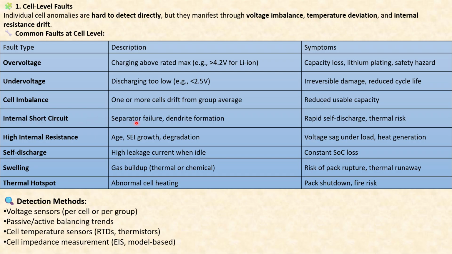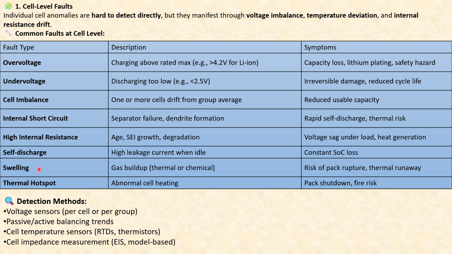What is this internal short circuit? It means separator failure, dendrite formation. Now coming to the symptoms: rapid self-discharge, thermal risk. Then high internal resistance, which includes aging, SEI growth, and degradation, with voltage sag under load and heat generation. Now when it comes to self-discharge, there is high leakage current when idle, and constant SOC loss, constant state of charge loss.